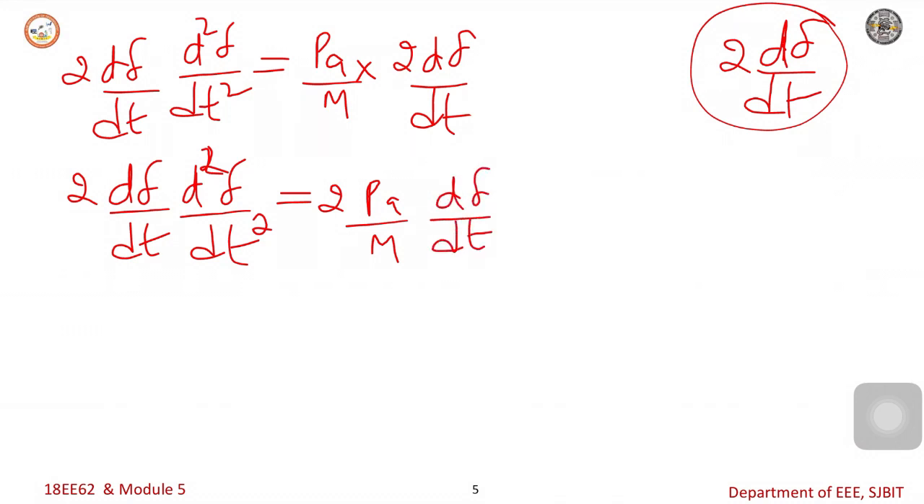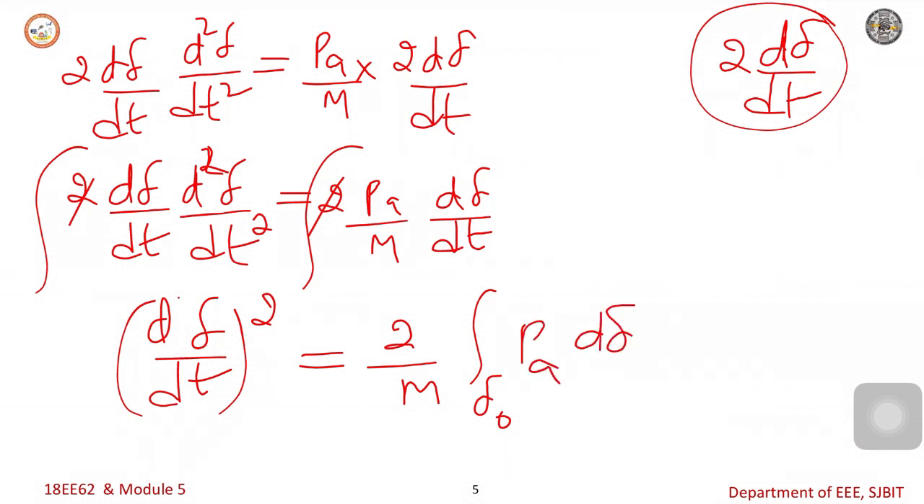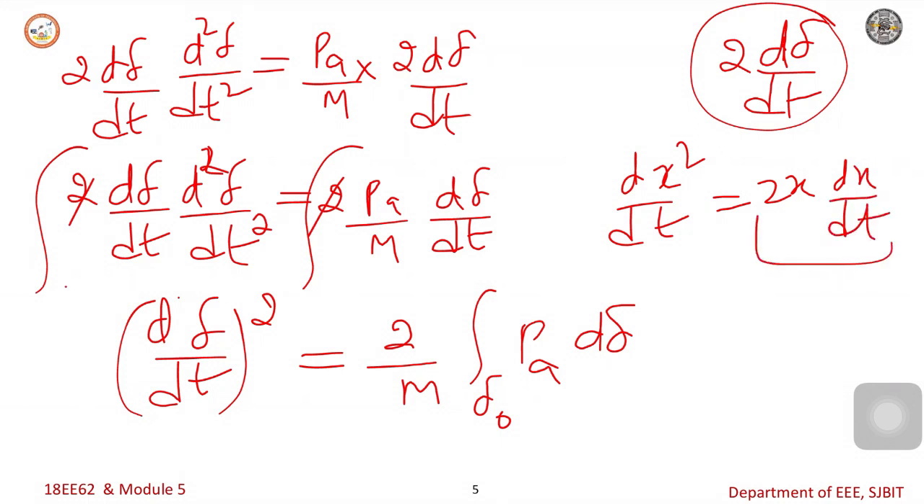Now integrate with respect to time on both the LHS and RHS. Integration and differentiation get cancelled, so we get d delta over dt whole square is equal to 2 by M into the integration from delta naught to delta of Pa into d delta. As you know, the differentiation of x square is 2x into dx by dt, so the LHS can be written like this.